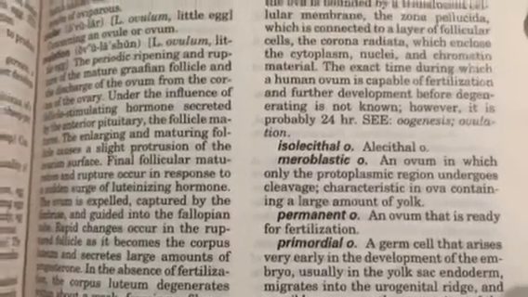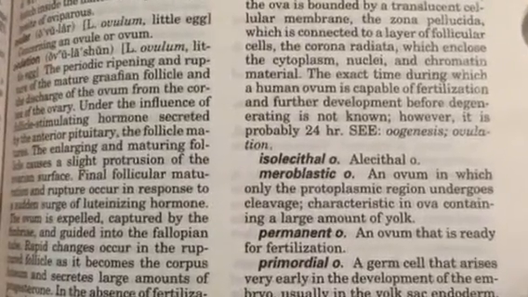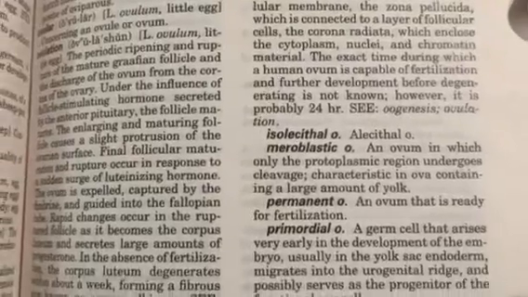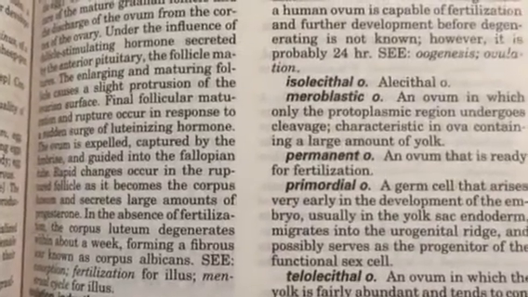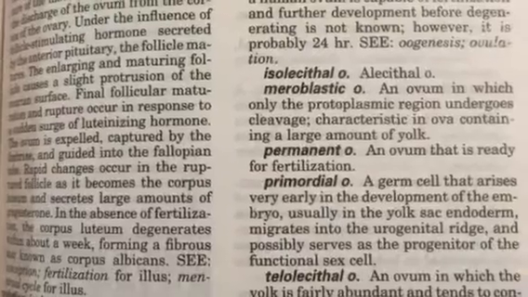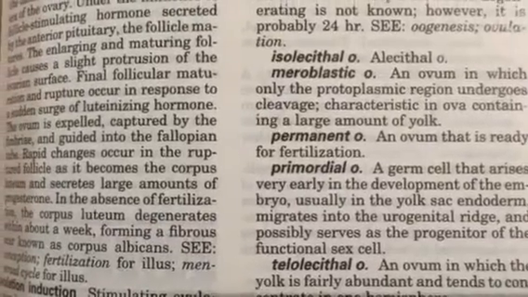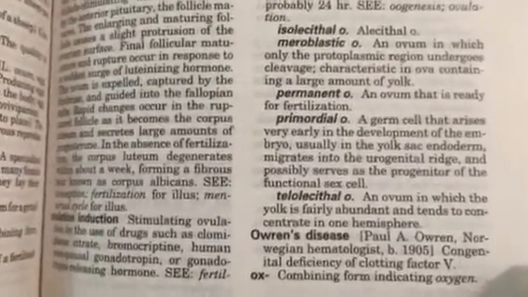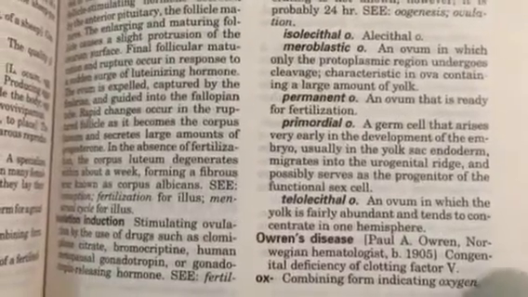Isolecithal: alecithal ovum. Meroblastic: an ovum in which only the protoplasmic region undergoes cleavage, characteristic in ova containing a large amount of yolk. Permanent: an ovum that is ready for fertilization. Primordial: a germ cell that arises very early in the development of the embryo, usually in the yolk sac endoderm, migrates into the urogenital ridge, and possibly serves as progenitor of the functional sex cell. Telolecithal: an ovum in which the yolk is fairly abundant and tends to concentrate in one hemisphere.